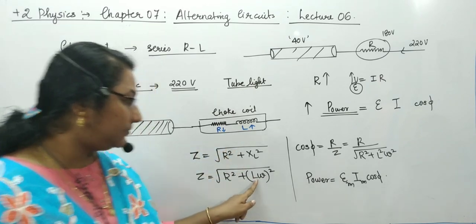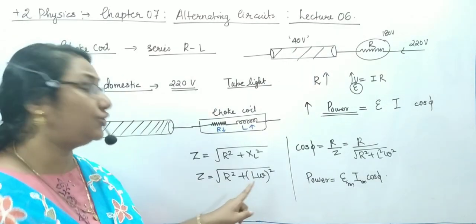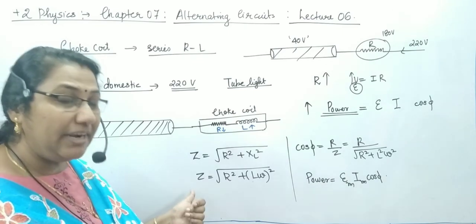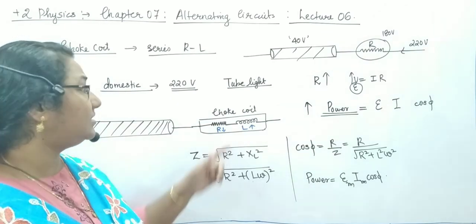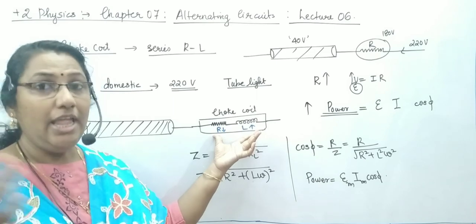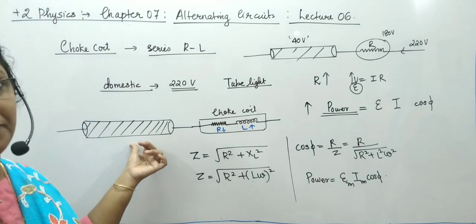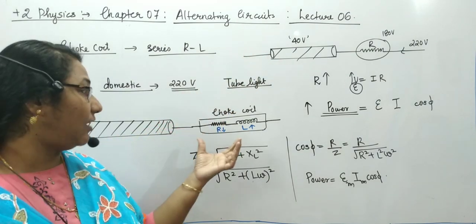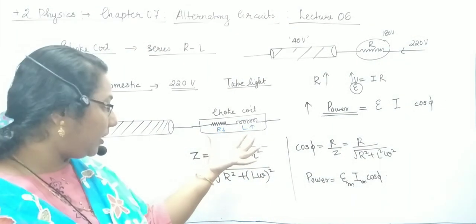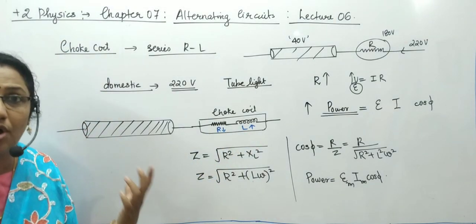As L increases, even though R is less, we have taken a large value of L. What happens? The impedance increases. As the impedance across this increases, the potential drop also increases. So a lot of potential is dropped by this, and the remaining needed potential is obtained by the tube. In this case, somewhat 180 volt is taken by this, because the impedance increases, the potential drop across this RL circuit also increases, then the tube light gains only the required smaller potential.